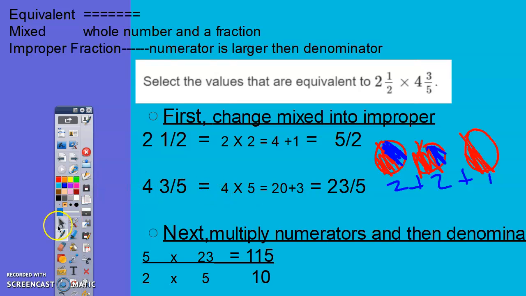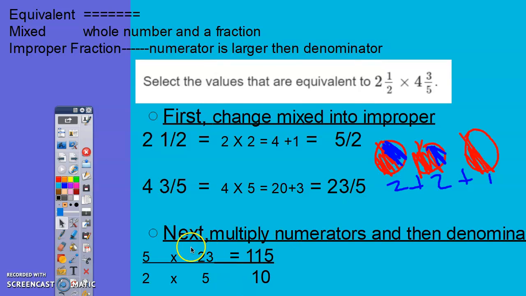Then we do the same thing with the 4 and 3/5. We take our 4 and we multiply it by our 5, and we end up with 20 plus the 3 we already had on the top. So now we have 23/5. And again, it would be like if we cut 4 pieces into fifths, you'd have 5 in each of those and you would multiply them out.